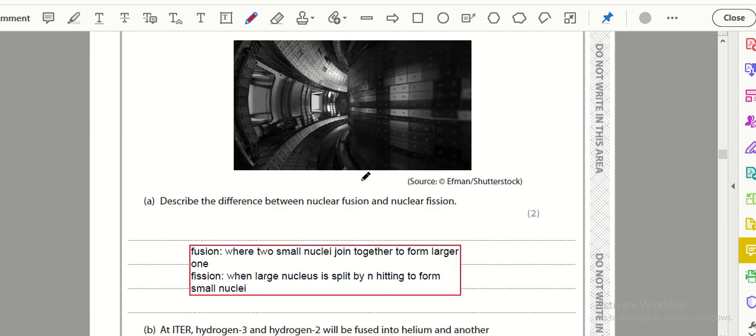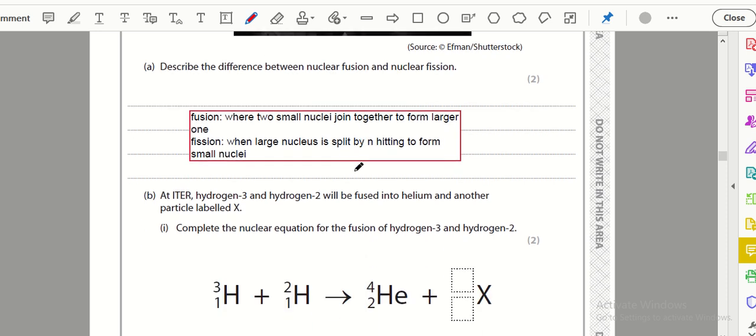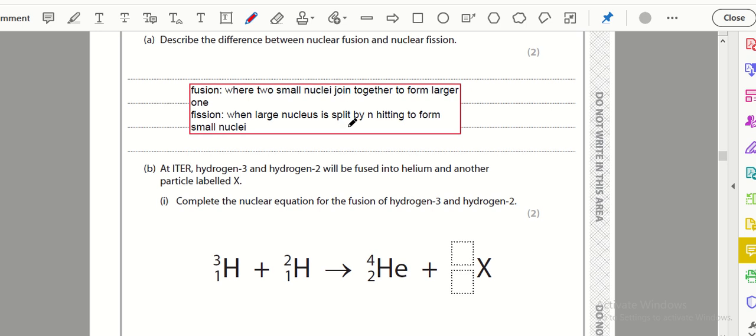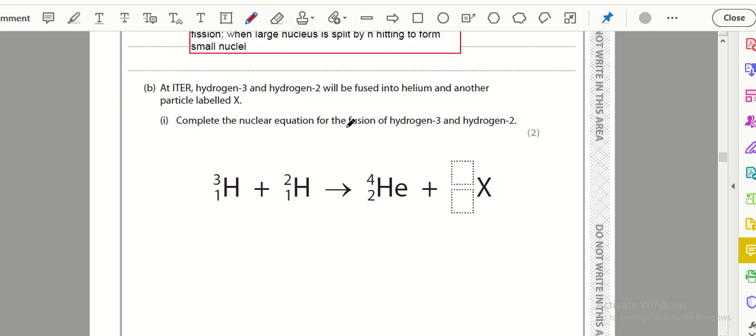The photograph shows a nuclear fusion reaction. Describe the difference between nuclear fusion and fission. Fusion: two small nuclei join to form a larger one. Fission: one large nucleus is split by a neutron hitting it to form two small nuclei.